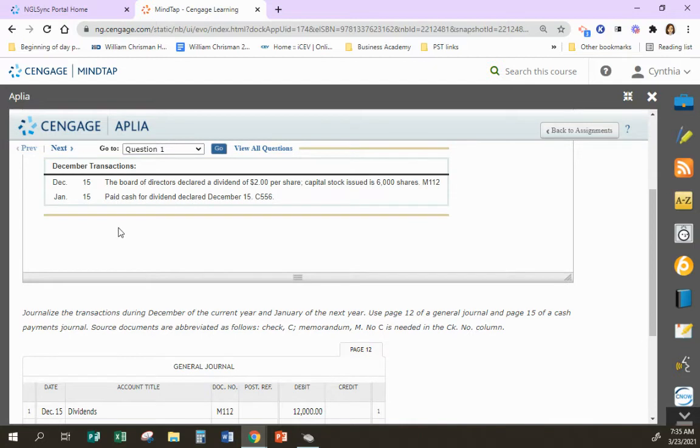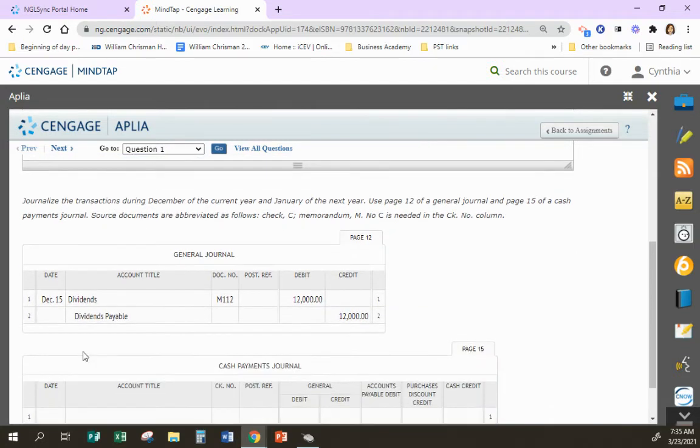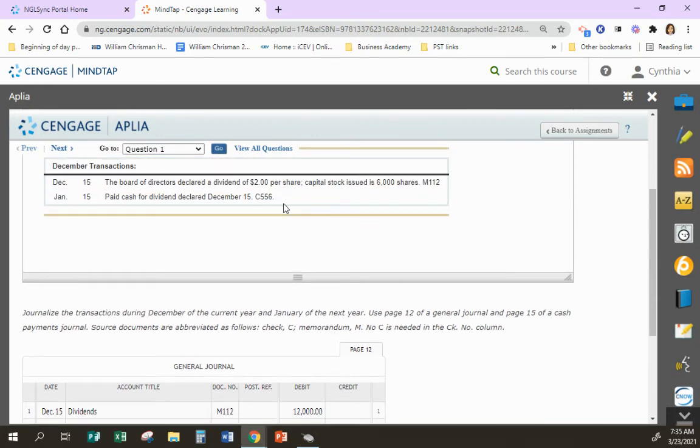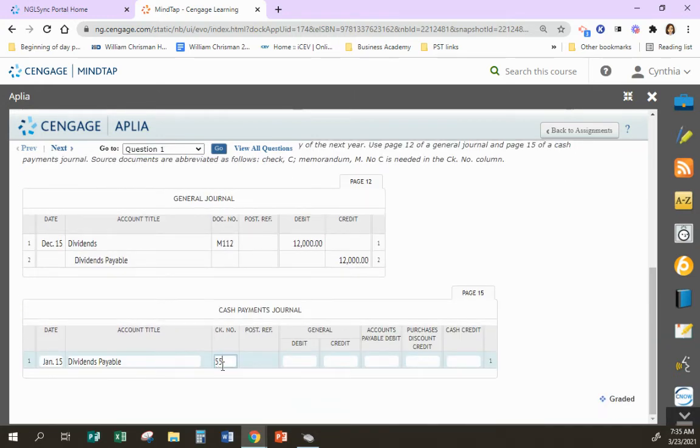And then on January 15th, you're going to pay that dividend. So you're going to come down here then on January 15th. The account title that goes in the line is going to be dividends payable. It's going to be check number 556. The reason we're doing this is because this becomes a liability until you pay it.